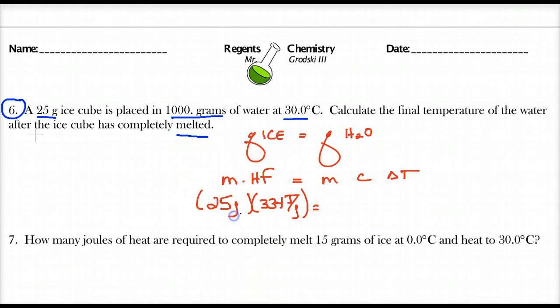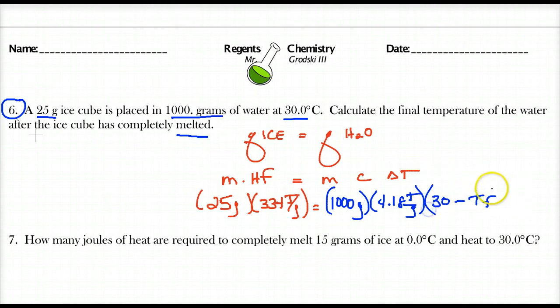25-gram ice cube. Remember, it's a Q of the same. No mixing and matching, like I almost made a mistake there. And of course, 1,000 grams of water. Specific heat, 4.18 joules per gram per degree Celsius. Now, the water is getting colder, so the final temperature is going to be lower. So TI, which is 30, minus TF, and you can solve that way. All right, pretty straightforward stuff.